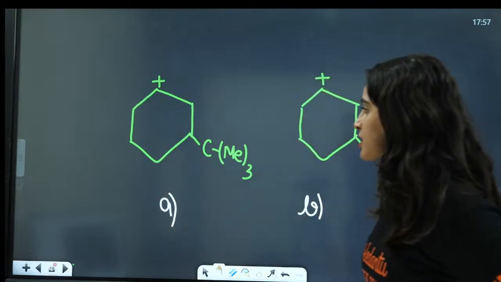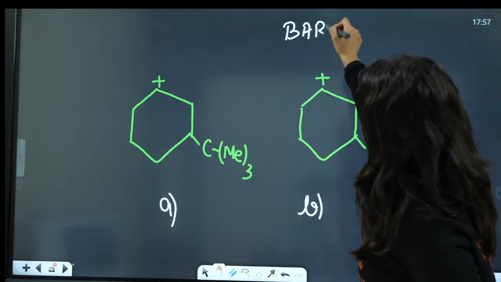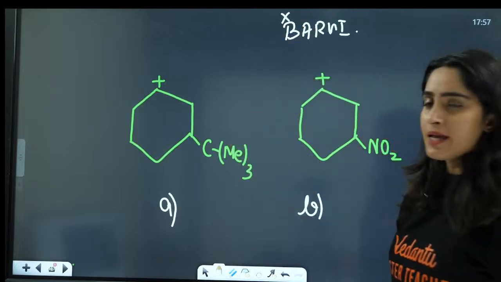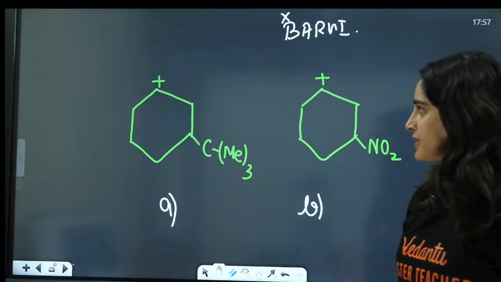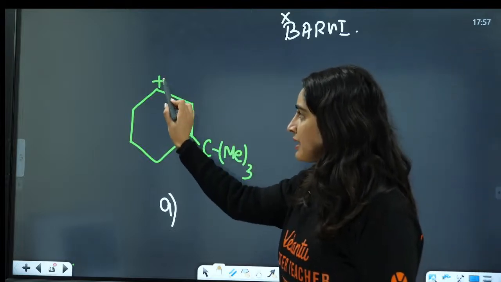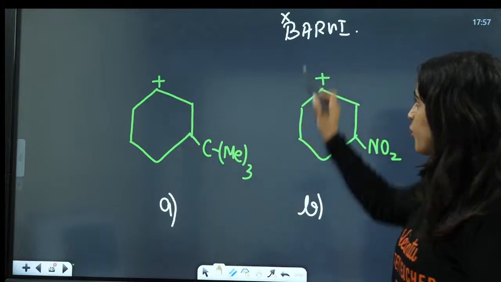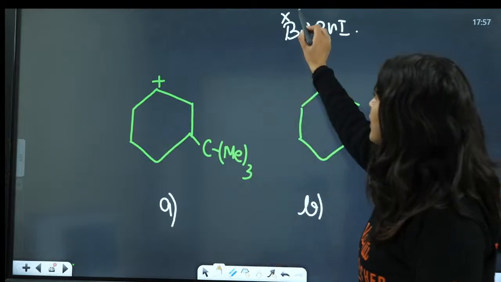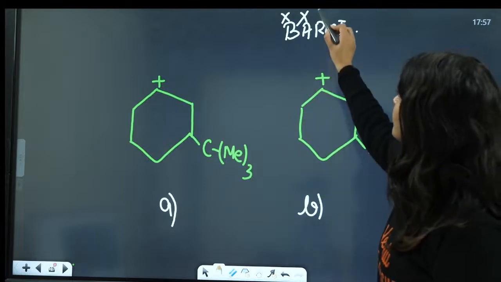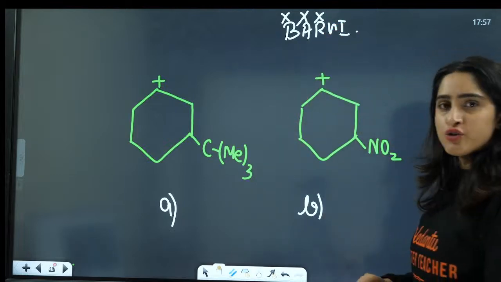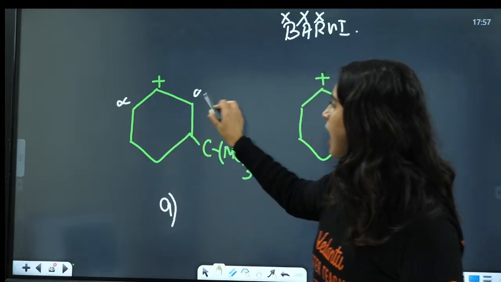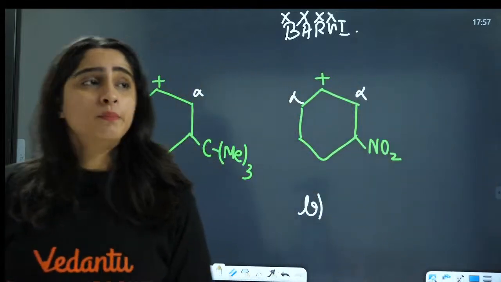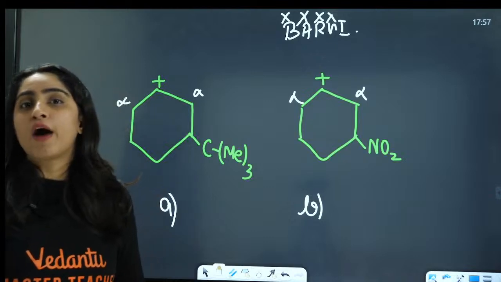You have this positive charge here. You have BARHI. There is no back bonding present here, nothing adjacent to this vacant p orbital. Can we see aromaticity here? No aromaticity. Can we see resonance here? No resonance. Can we see hyperconjugation? Both have the same alpha carbon, so hyperconjugation is present, but we cannot differentiate on the basis of hyperconjugation.